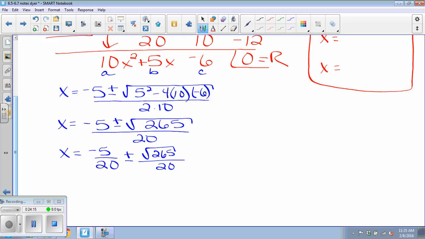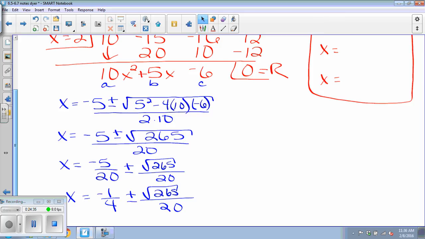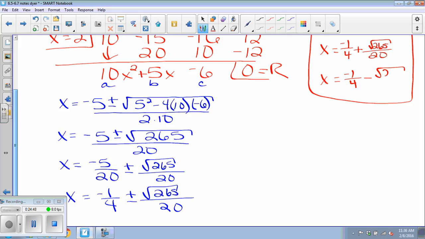Don't make the mistake of making it look like it's the square root of all of this over, like put the 20 underneath the radical. It doesn't belong there. And so when you reduce that, you get negative 1/4 plus or minus the square root of 265 over 20. So my answer is negative 1/4 plus the square root of 265 over 20, and negative 1/4 minus the square root of 265 over 20. Okay? Questions?